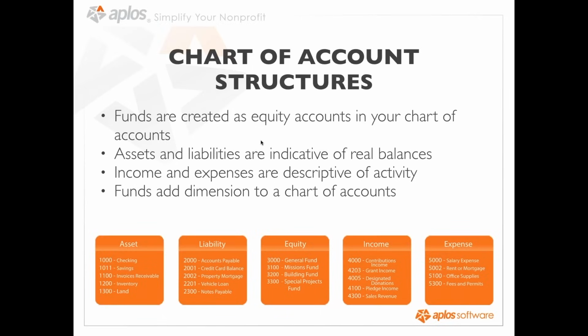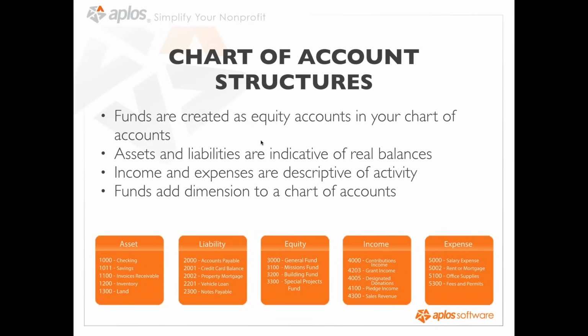Liabilities are real balances that you owe someone else. That could be accounts payable. It could be a credit card balance that you're accruing. It could be a mortgage on your property or some sort of fixed asset. It could be a loan for a vehicle. It could be long-term payables. It could also be unearned revenue. If someone has given you money in payment of something that you haven't performed yet, then that would be a liability. You technically owe them that money back until you've earned it. So some sort of unearned thing like that. But again, indicative of real balances, actual money that you have that is owed out to someone else.